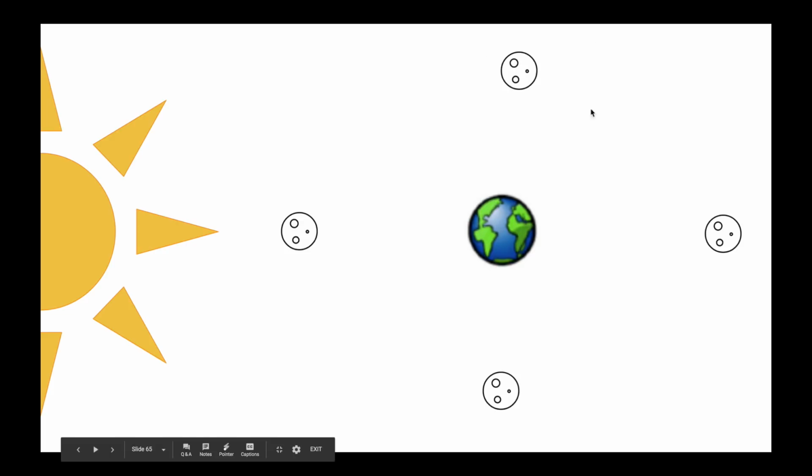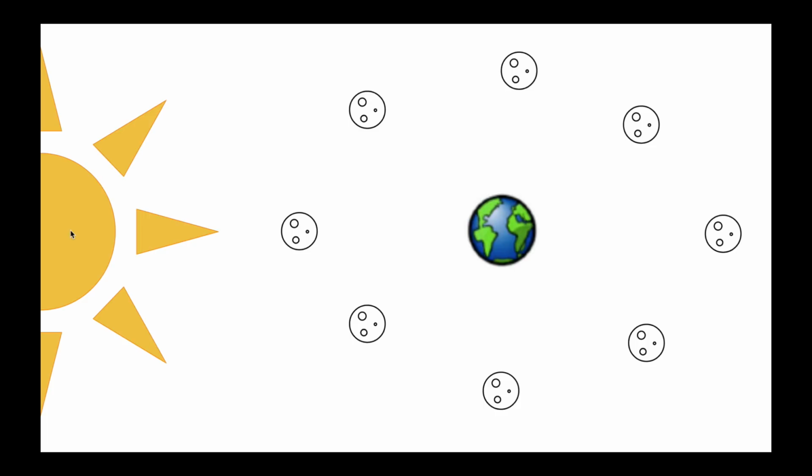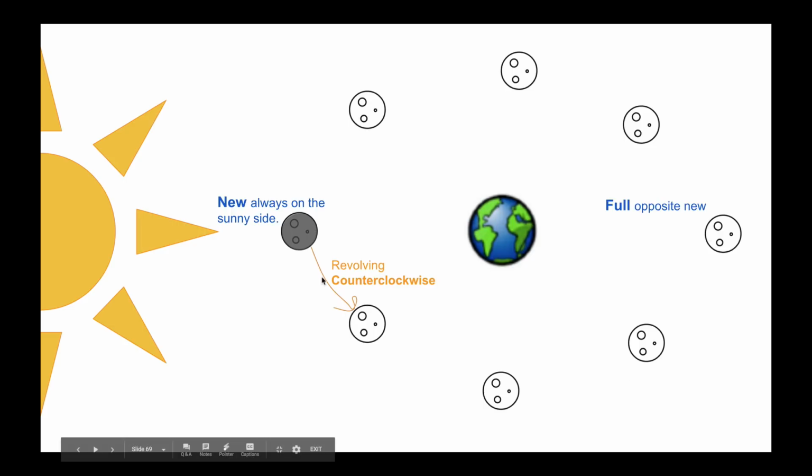So you have to also do this the other way. You should be able to fill in the same model no matter where the sun is. So again, I'm just going to draw 4 moons across and then fill in the gaps to make a total of 8. And then what's always on the sunny side? You got it. The new is always on the sunny side. And therefore, what's on the opposite side? The full. We're going to remember that we're going to go counterclockwise. Remember, the opposite way that a clock runs is the way that it's going to revolve.